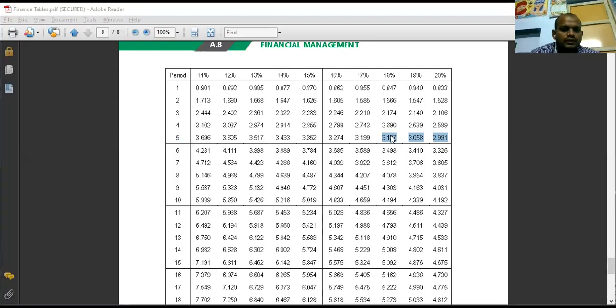So payback period is 3. Here the 3 lies between 20 and 18. Actually it is 19 and 20, but for the safe side I am considering lower cost of capital, that is 18%. So at 18% factor is 3.127 and at 20% 2.991.